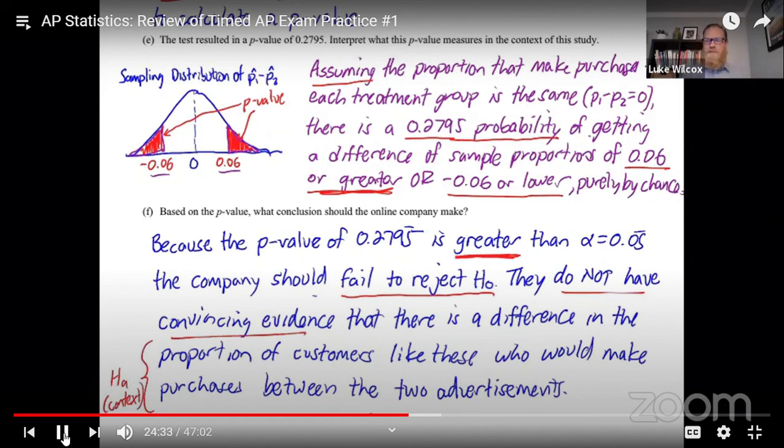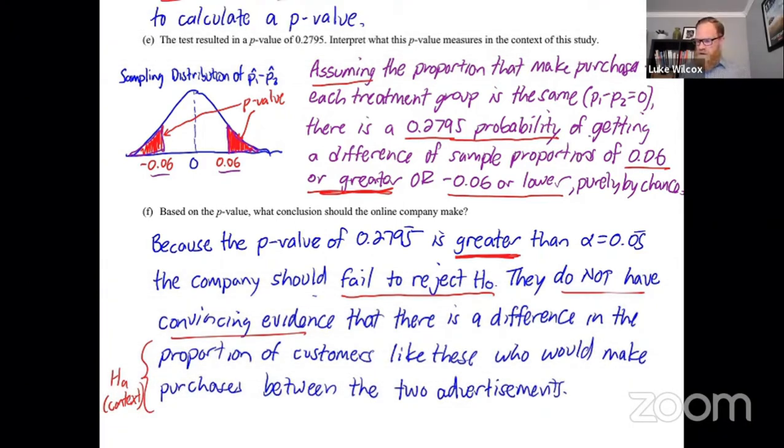So that wraps up question number 1. I hope you did okay on question number 1. That was the 25-minute question. And I think we are now ready to take a look at question number 2.